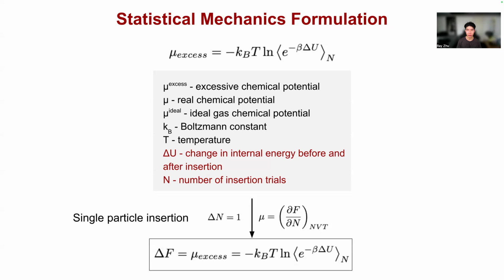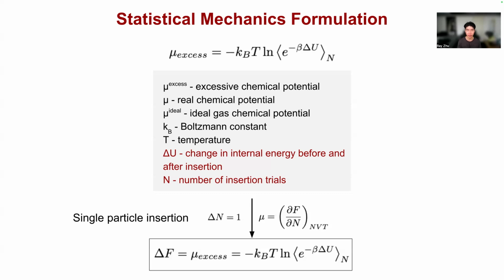Now, one thing to note here is that since we're talking about the ensemble average, the ensemble refers to the fact that we need to perform multiple attempts to insert the test particle into the system. And we do the same thing again and again, and then we take the average of those results. So that's how we get the excess chemical potential.